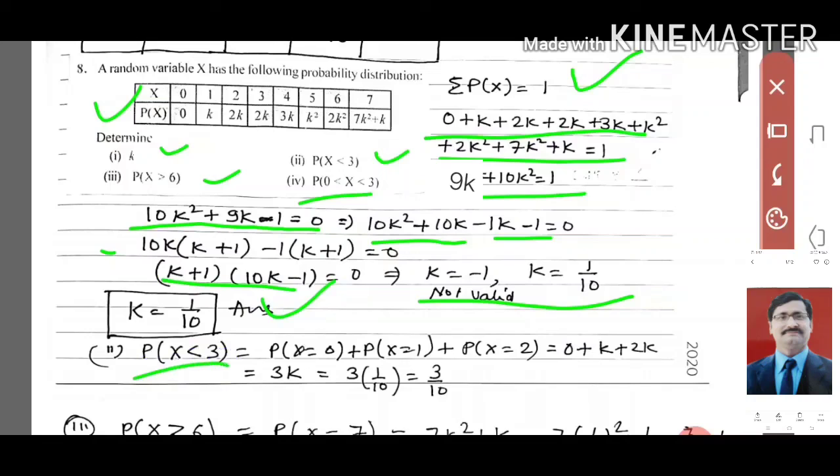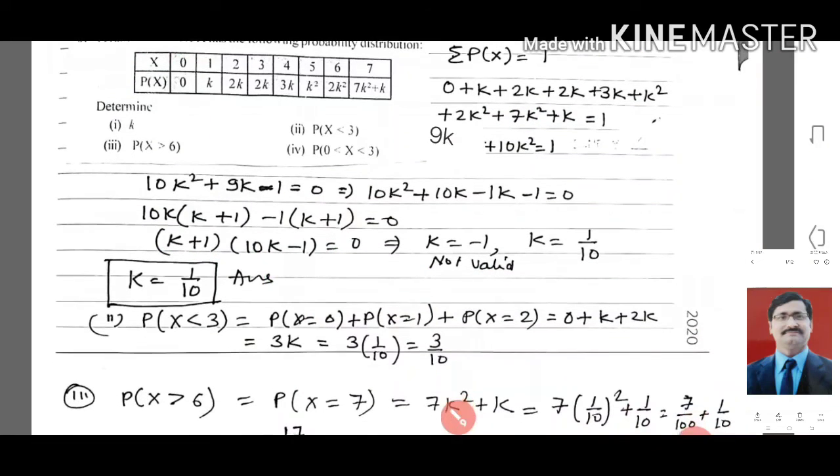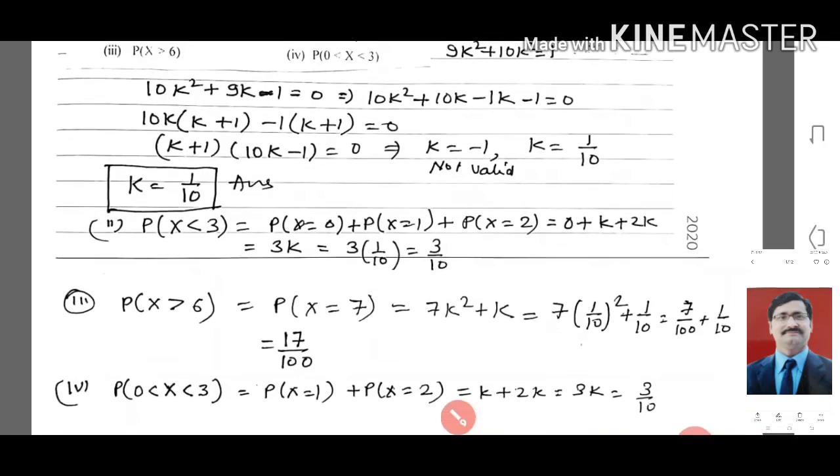Now the first question: the probability X less than 3 means 0, 1, 2. So probability of 0, probability of 1, probability of 2, you add, you get 3K means 3 into 1 by 10 means 3 by 10. Now probability for X greater than 6, we have only 7. So P(X=7) is 7K square plus K. We put the values: 7 into 1 upon 10 square plus 1 upon 10 means 7 by 100 plus 1 by 10, that is equal to 17 by 100.